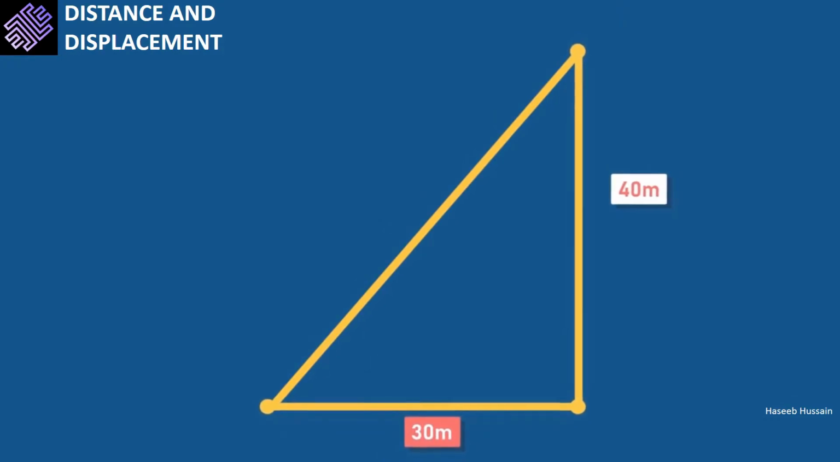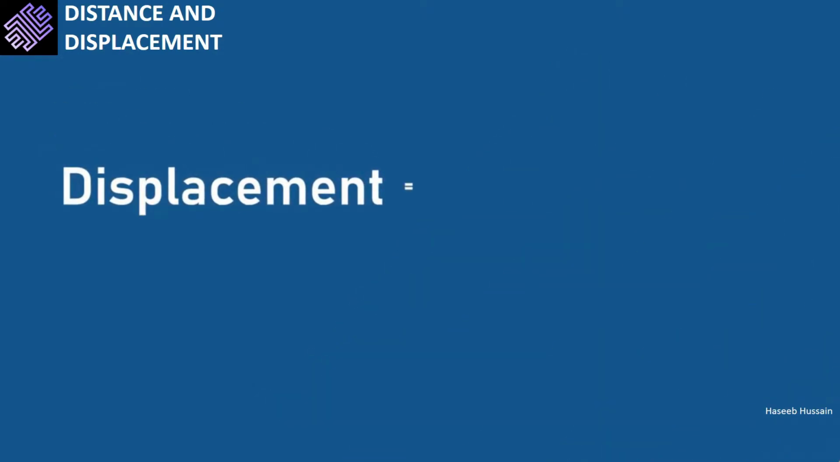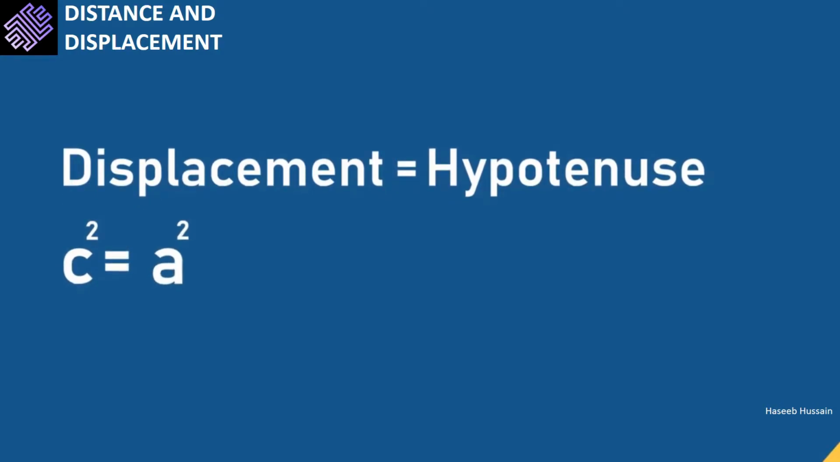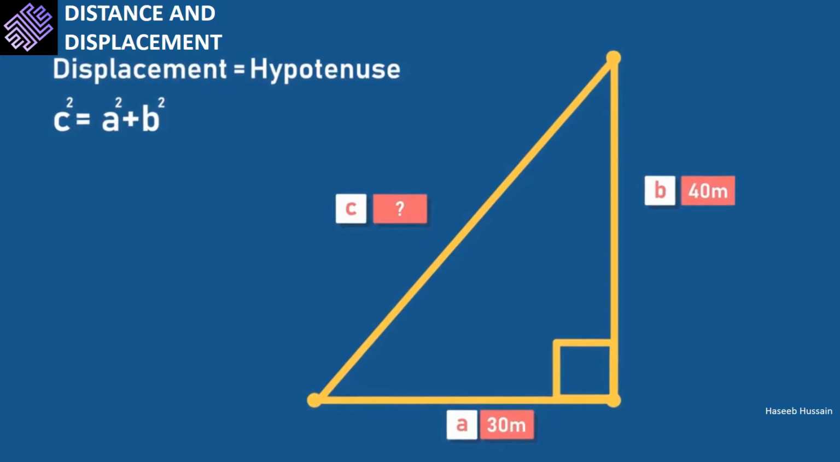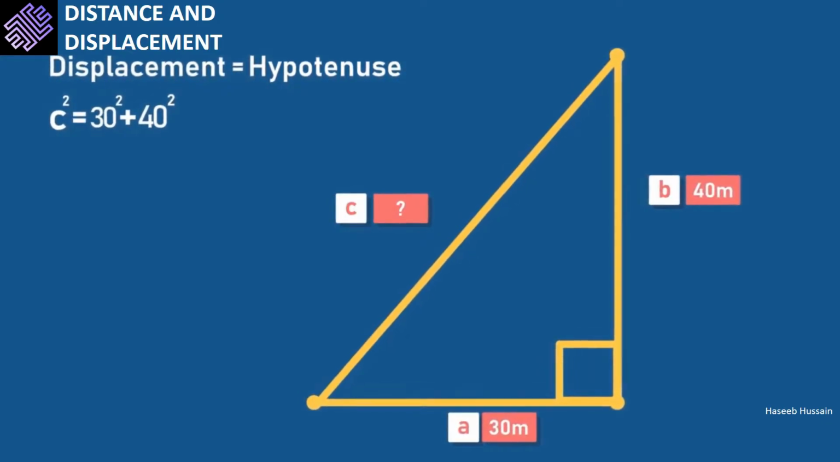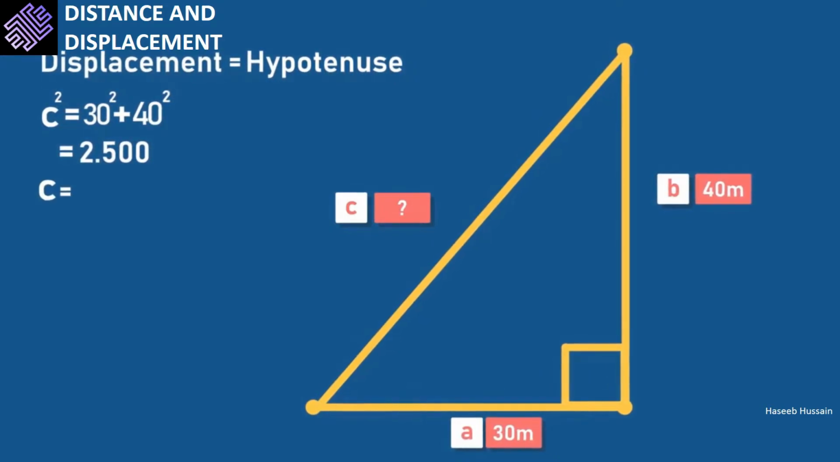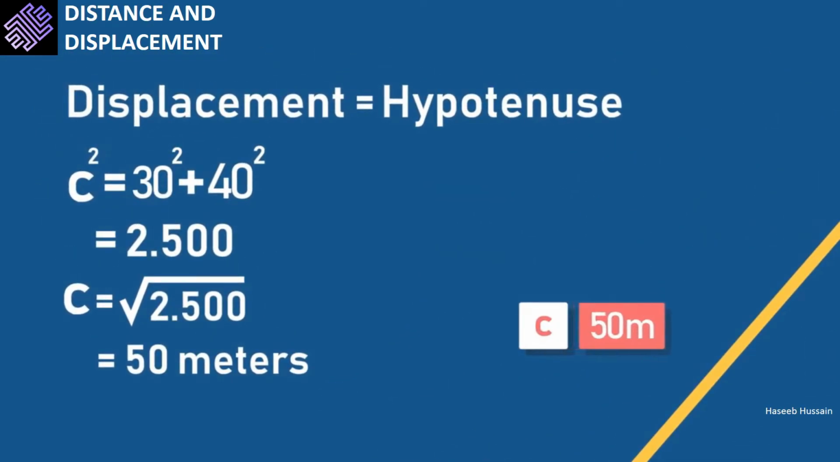If we look at the figure closely, we can see that this path forms a right angle triangle. Thus, we can calculate displacement by solving for hypotenuse using the formula c squared equals a squared plus b squared, where a is the base of the triangle and b is the perpendicular and c is the hypotenuse. Inserting the values, we get c squared equals 2500. C equals square root of 2500, which is equal to 50 meters, much shorter than actual distance of 70 meters.